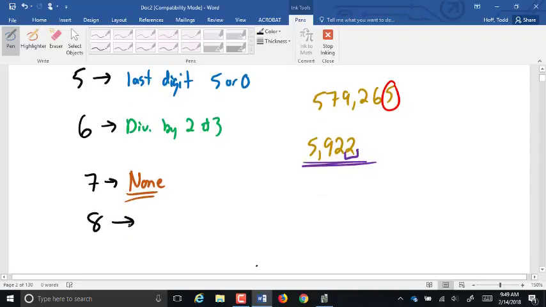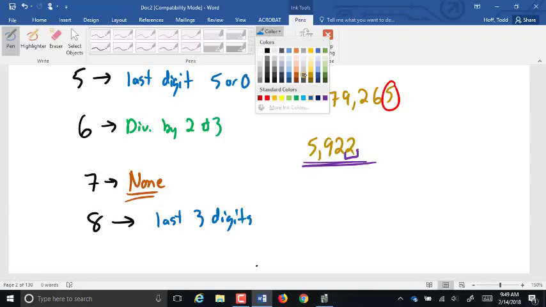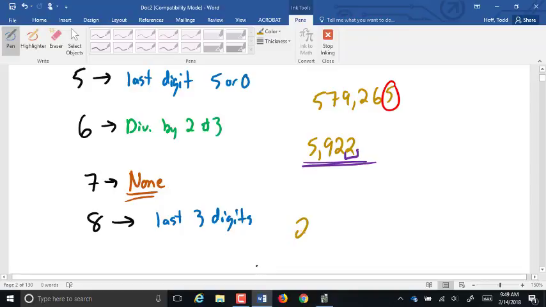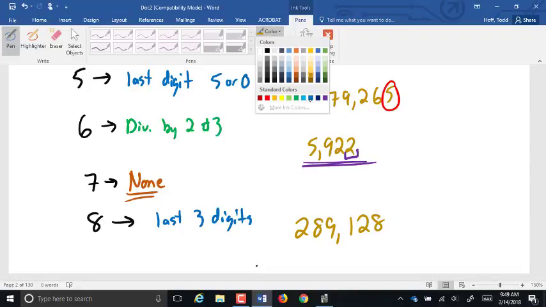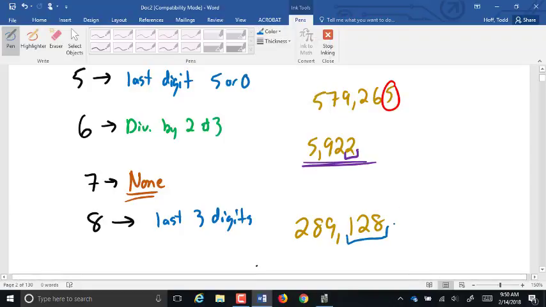8 is another one kind of like 4 that's not terribly useful. It's the last 3 digits. So if I have something like 289,128, what matters is these last 3 digits. Is 128 divisible by 8? Well, it is, but again, most of you don't have your multiples of 8 memorized up to 992, technically up to 1,000, basically. So that's not horribly useful.